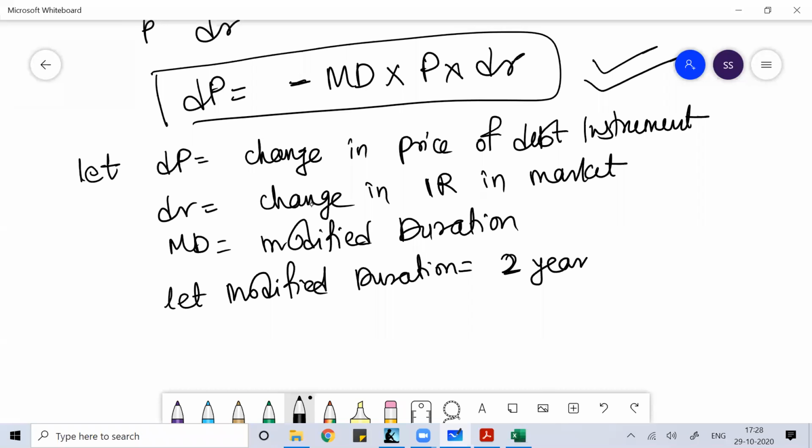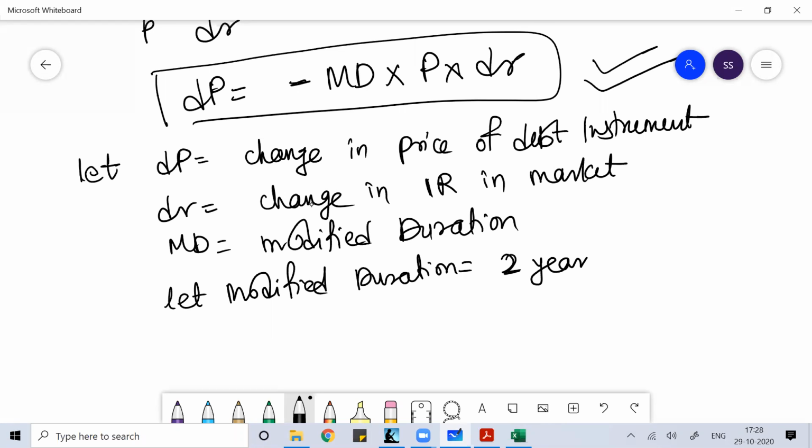When will you get back that price? Because this debt instrument gives you coupons after every regular interval of time, and on maturity it gives you the face value. So the sum total of the weighted time period which you need to wait so that you get back the money from the debt instrument, that is what we call duration.